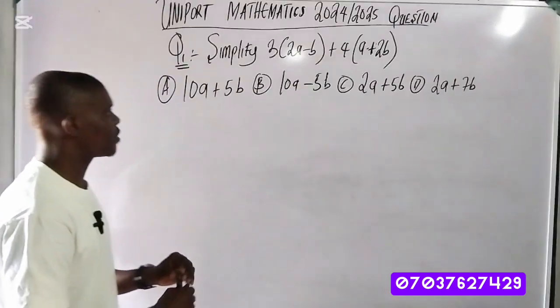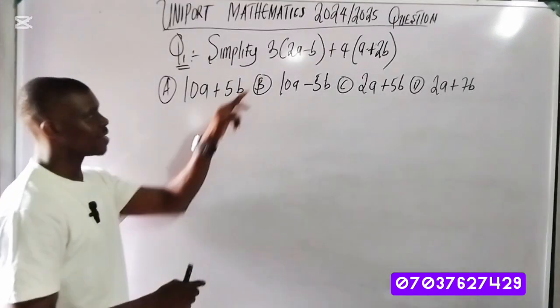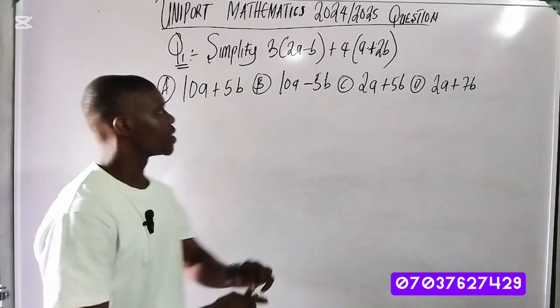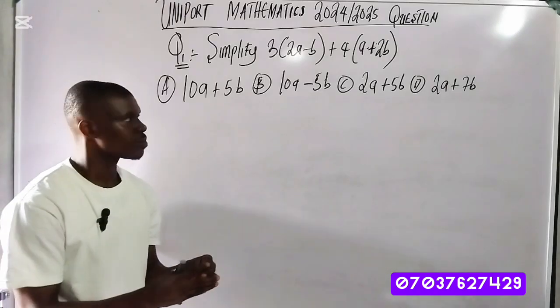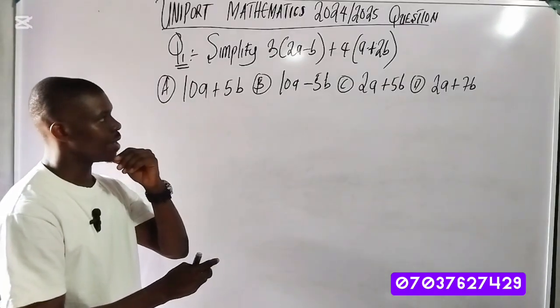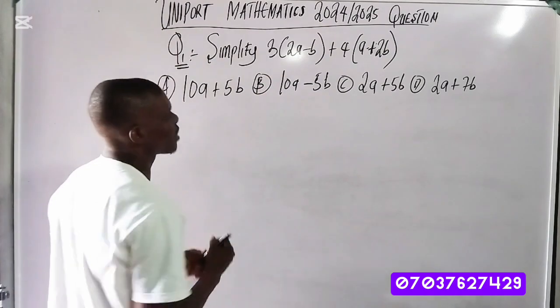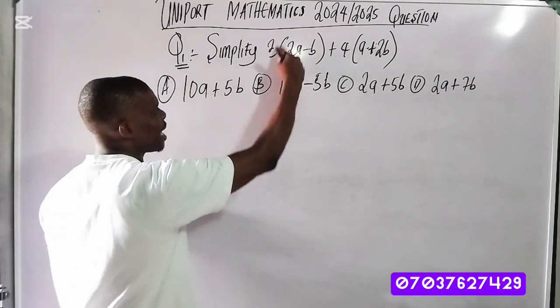So let's look at it very well. We want to simplify this expression here. We have to solve about 5 questions. This is called expansion. So how do you do this one? What I want to do here is open the brackets. So this 3 will multiply everything here.